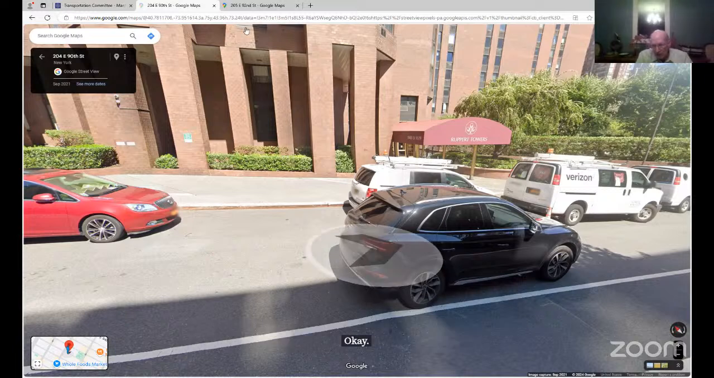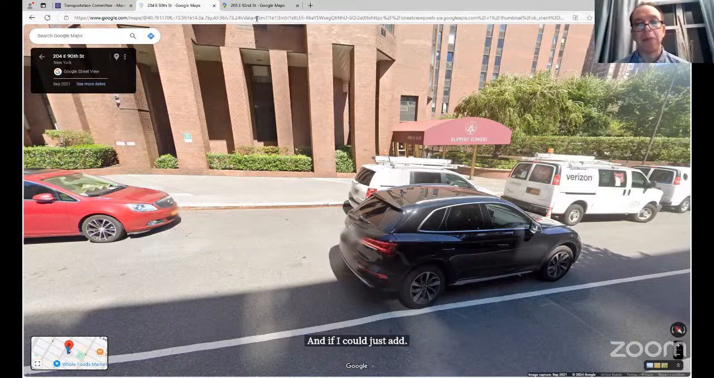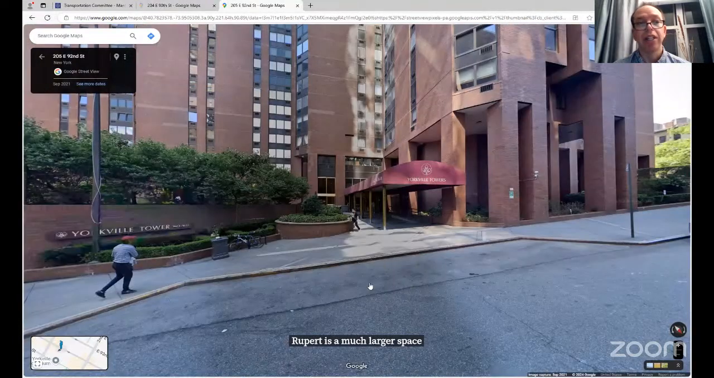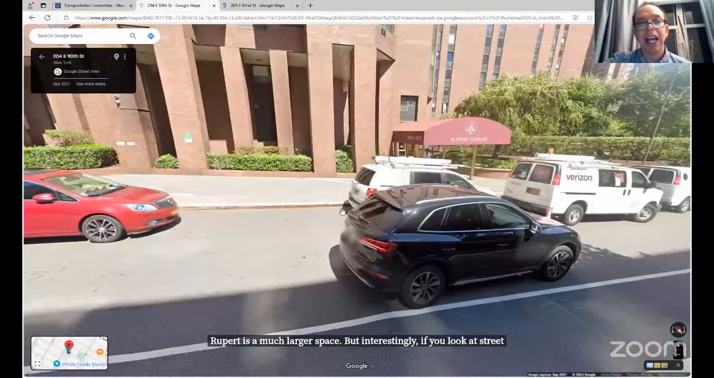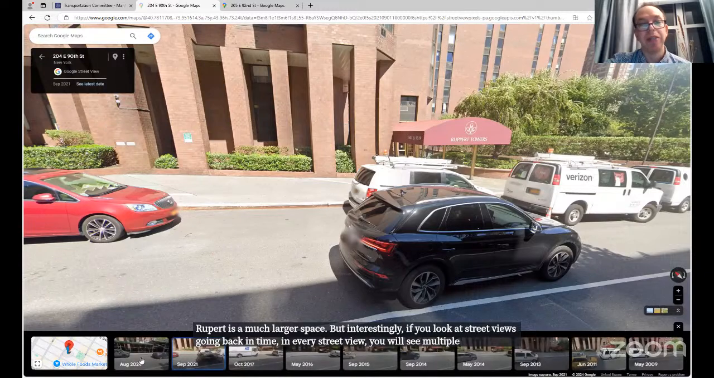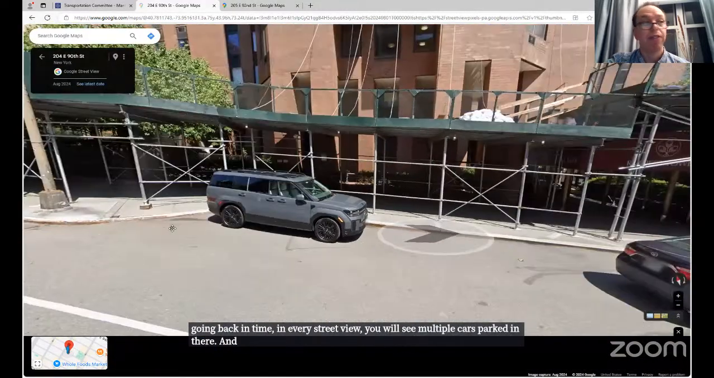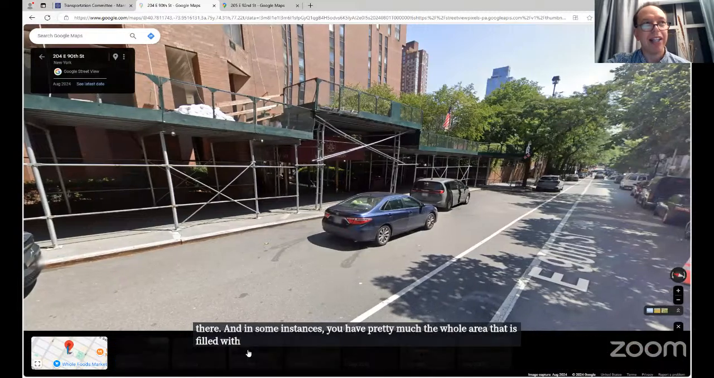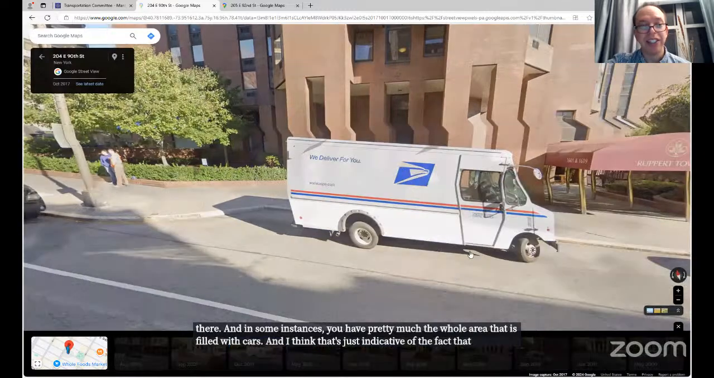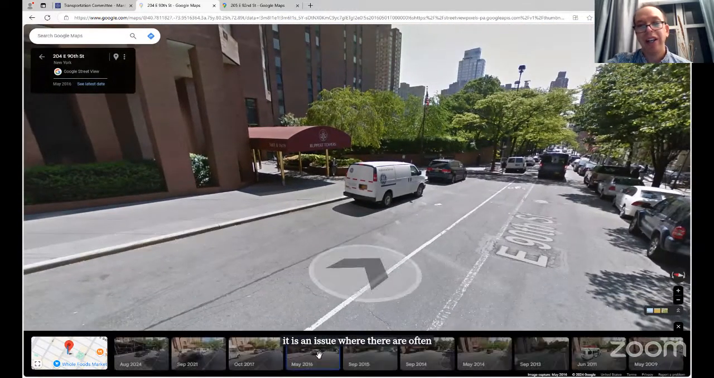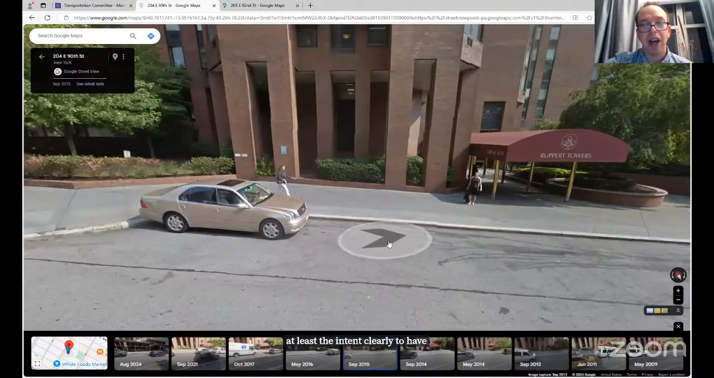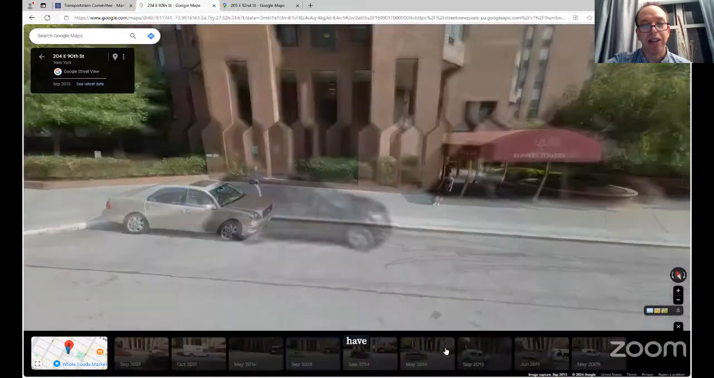And if I could just add, I was just looking myself, that is absolutely correct. Rupert is a much larger space. But interestingly, if you look at street views going back in time, in every street view, you will see multiple cars parked in there. And in some instances, you have pretty much the whole area filled with cars. I think that's indicative of the fact that it is an issue where there are often cars parked there. At least the intent clearly was to have the space for cars to pull in and out rather than be there over lengthy periods.